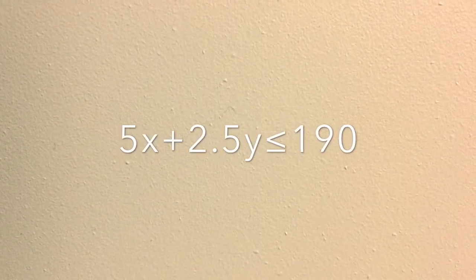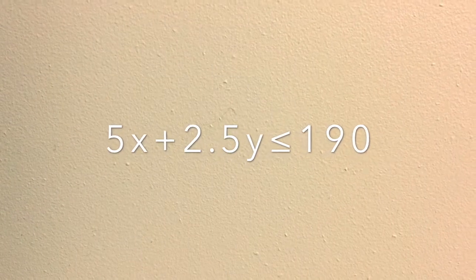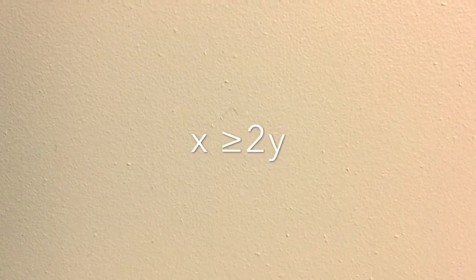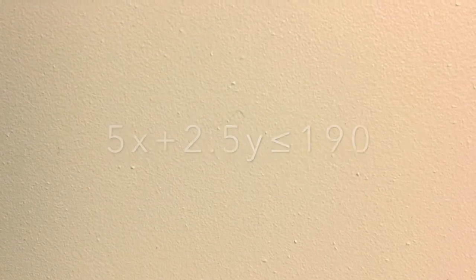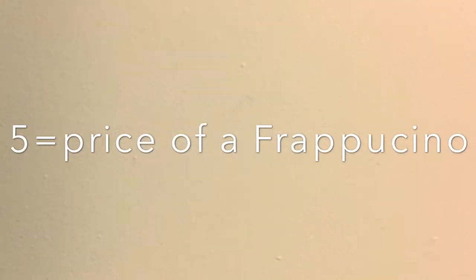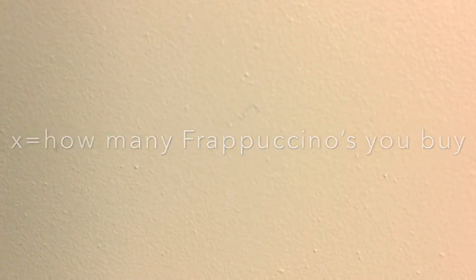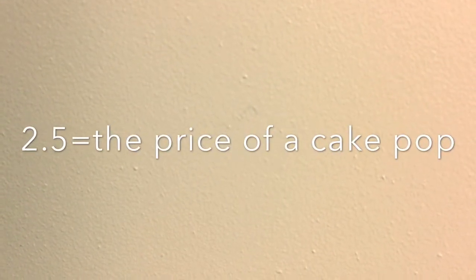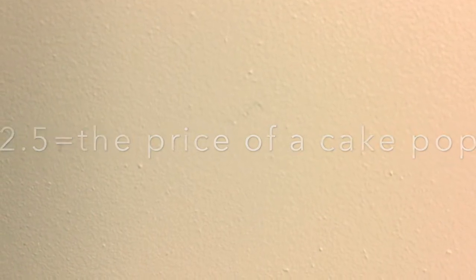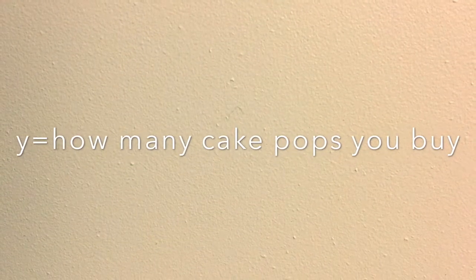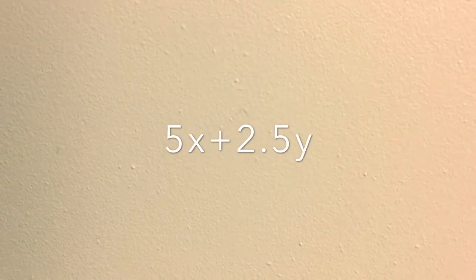The inequalities we found were 5x plus 2.5y is less than or equal to 190, and x is greater than or equal to 2y. For the first inequality, the 5 represents the price of a Frappuccino, and the x represents the number of Frappuccinos you choose to buy. The 2.5 represents the price of a Cake Pop, and the y represents the amount of Cake Pops you want to buy. The prices added together are less than or equal to 190 because you can spend up to $190.